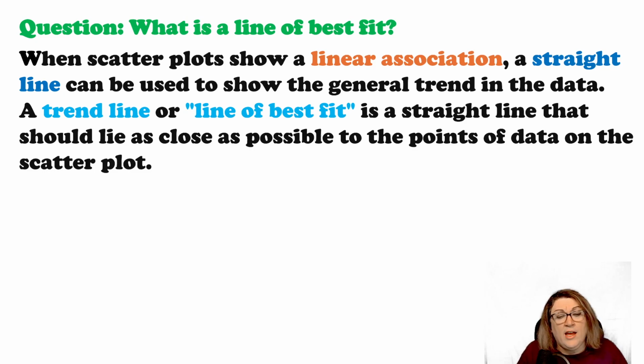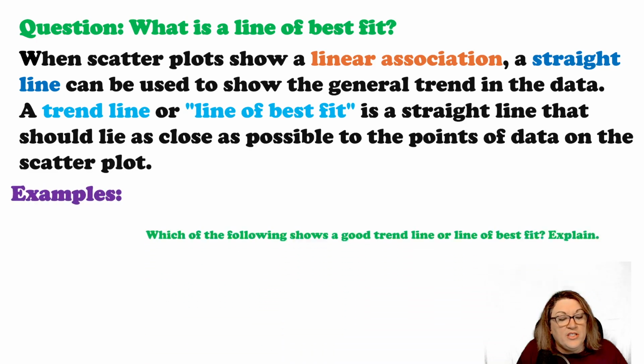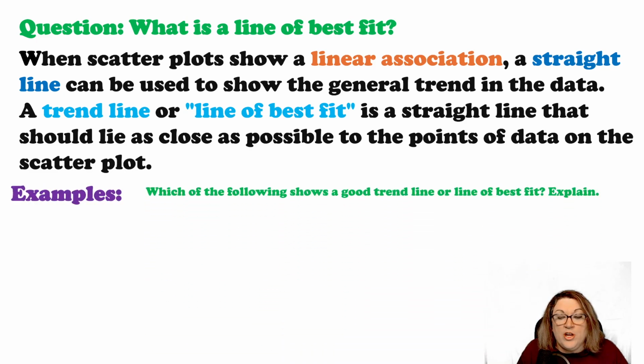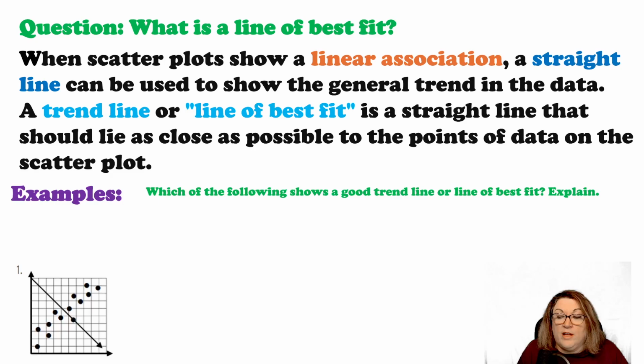So a trend line or line of best fit is a straight line that should lie as close as possible to all of your data points, perhaps excluding the outliers, however. If you don't know what an outlier is, it's also explained in the other video, scatter plots and associations. Okay, so here's some examples. Which of the following shows a good trend line or line of best fit?